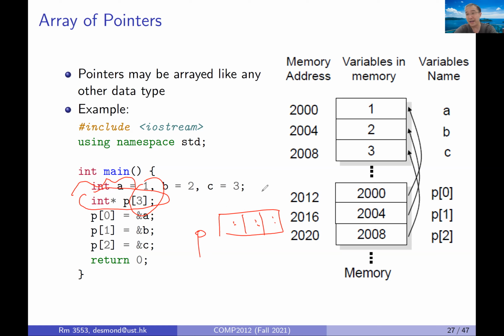So that's why I can do this. Grab the address of A, put it in the first box. Grab the address of B, put it in the second box. Grab the address of C, put it in the third box. So this is how we define an array of pointers. Okay? Yes or no, everyone?